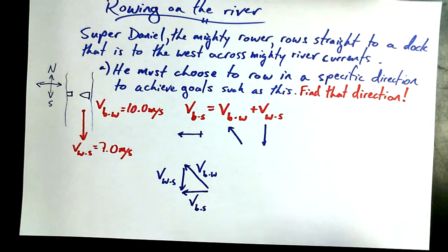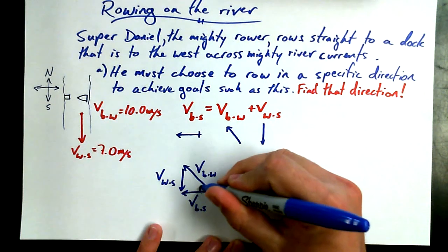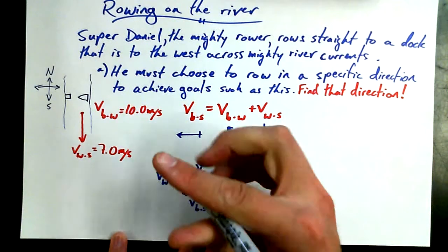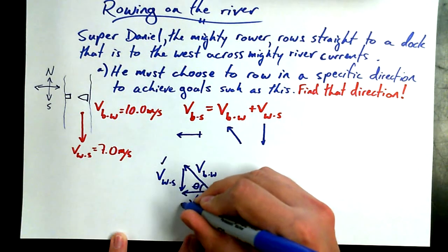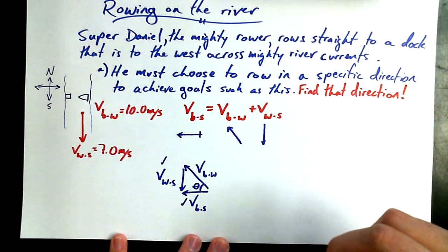All right, so what we'd like to know is what direction, because that was the question, what direction must Daniel point himself in? That theta value there. Okay? So I know this value. I know this value. What do you want to use, SOHCAHTOA or TOA?